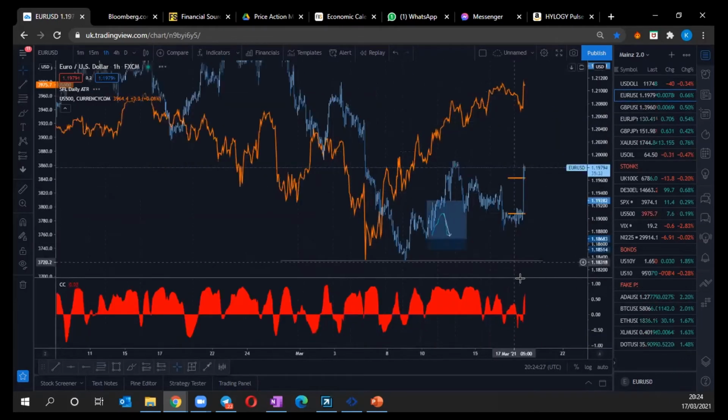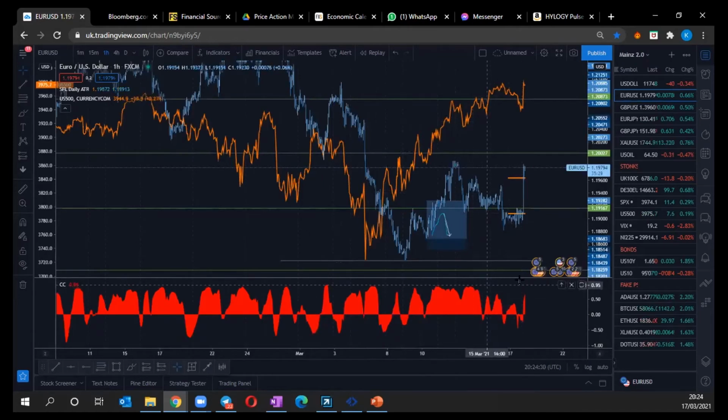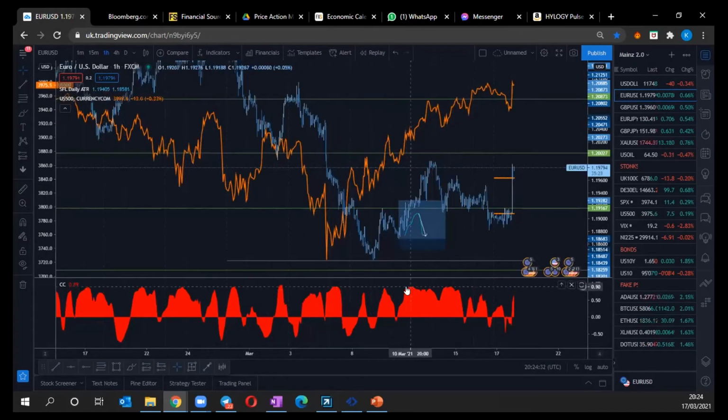on days where the euro dollar is positively correlated. So let's say here, you can see a massive 0.9 correlation, which is quite big. For a few days there, it stayed highly positively correlated to the euro dollar. As you can see here, the euro dollar moves upwards and the S&P 500 moves upwards as well.